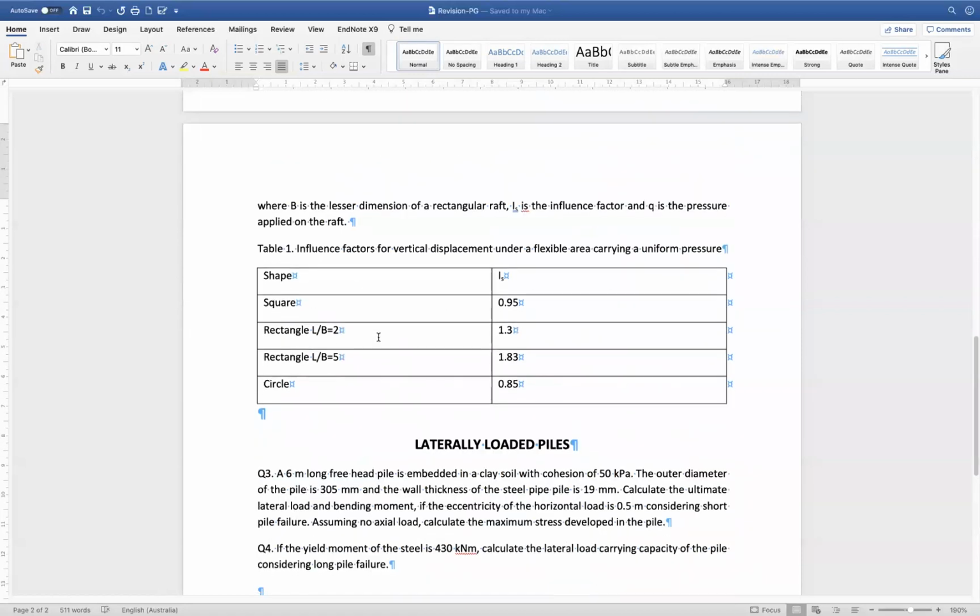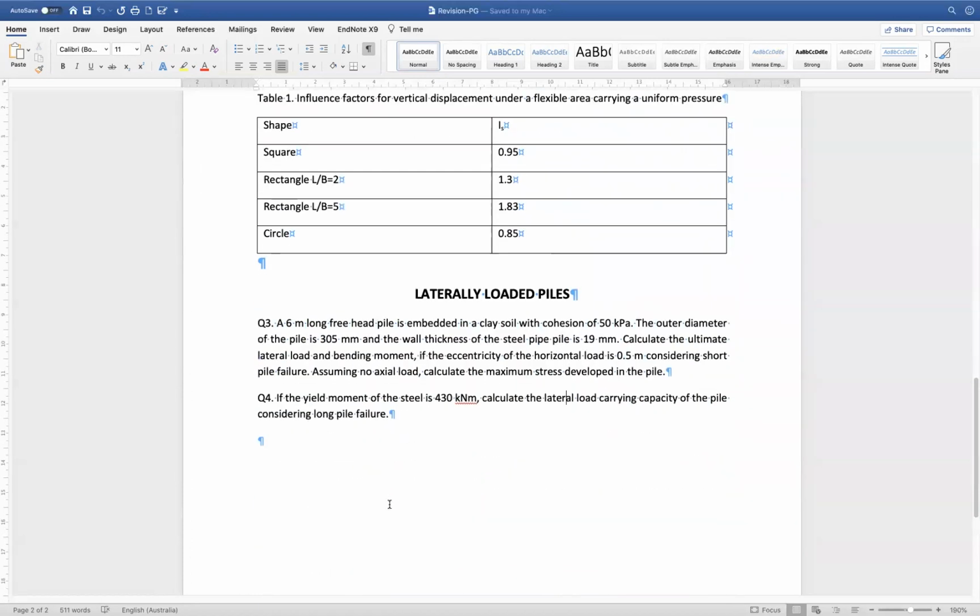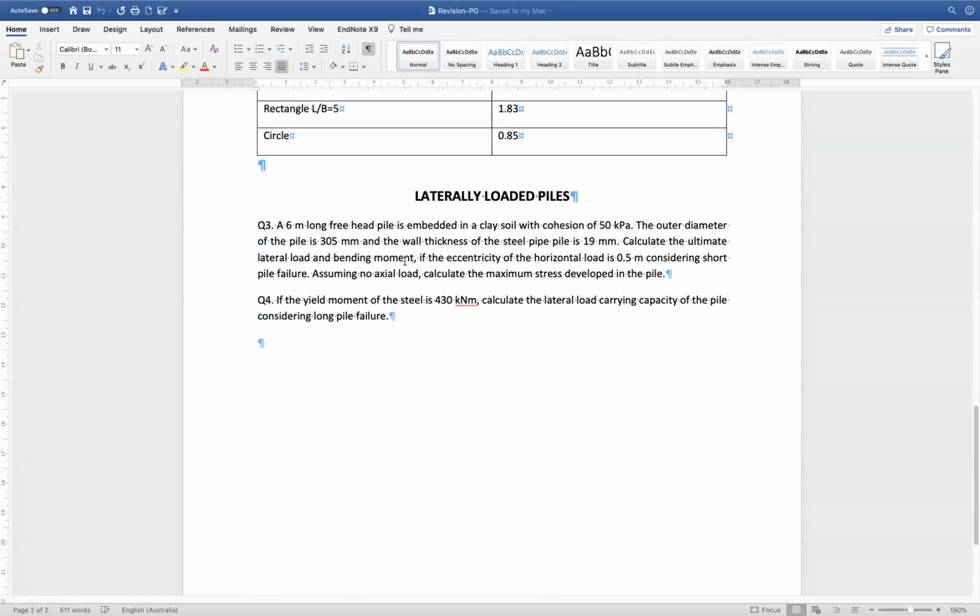Today we're gonna do question number 3 and 4, and they are about laterally loaded piles. We have already done these two questions in tutorial number 6, so you can go again to tutorial number 6 to check the solution there, and we're gonna upload the solution shortly after the session today.